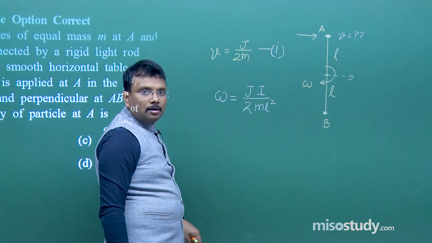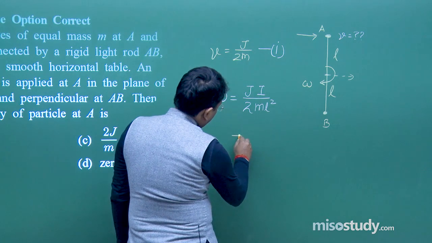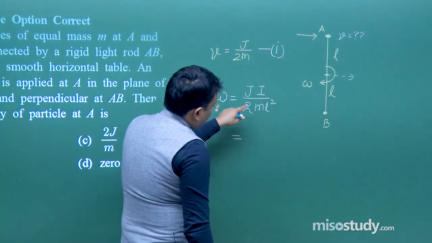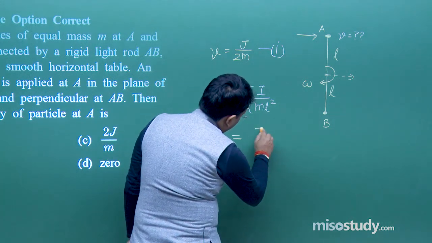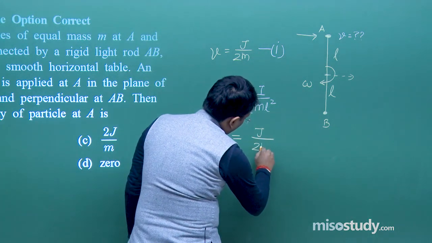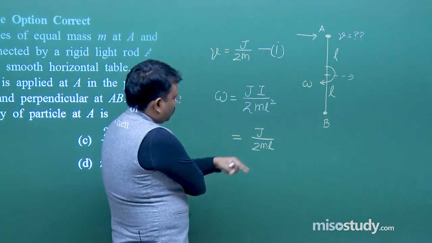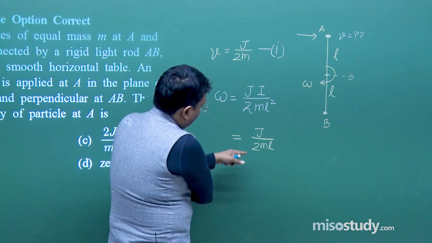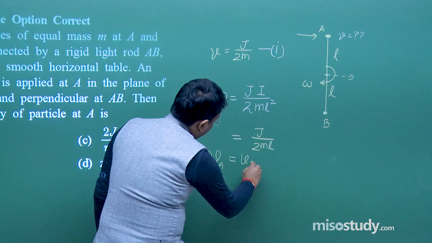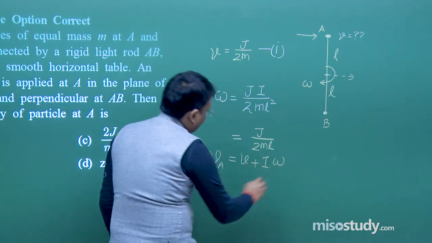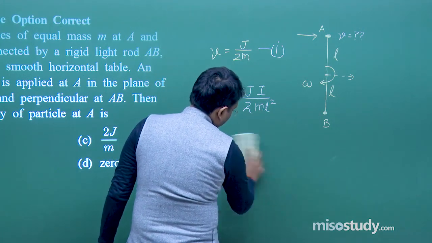Moment of inertia and this term. Fine. So, what I can say over here now, this J value is somehow we can change it. So, finally, I can write it as J by 2ml. Fine. So, J by 2ml, and from here I can say velocity of A is equal to V plus I omega.